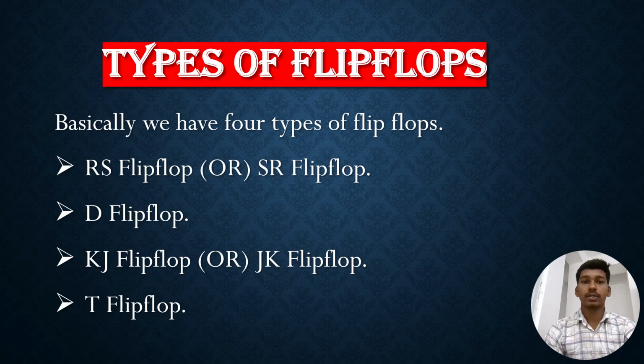Types of flip-flops. Basically, we have four types of flip-flops in switching theory and logic design. The first one is the RS flip-flop, also called the SR flip-flop. The second one is the D flip-flop, the next is the JK flip-flop, and another one is the T flip-flop.